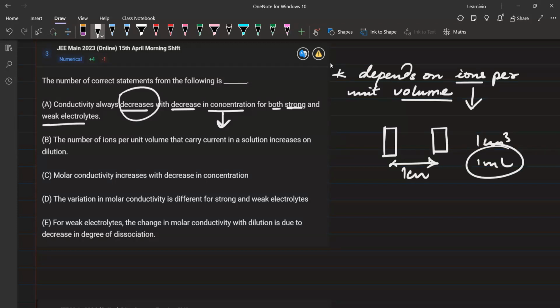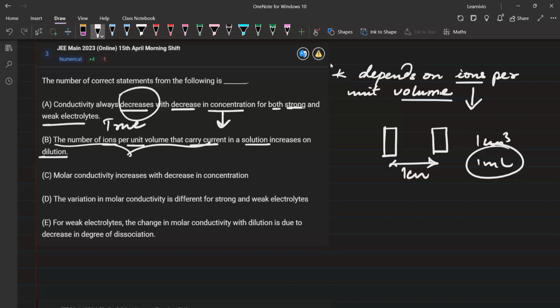So it depends on the number of ions. If you have more ions, the conductivity will be more. If you have fewer ions, conductivity will be less. So this statement is true. The next statement: the number of ions per unit volume that carry current in a solution increases on dilution. Now, this is false, because the number of ions per unit volume that carry current is talking about conductivity itself.